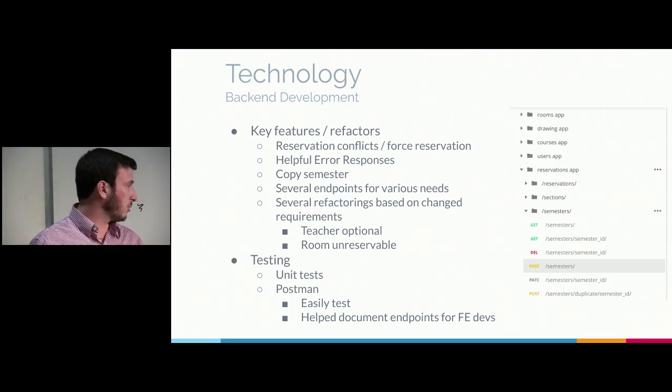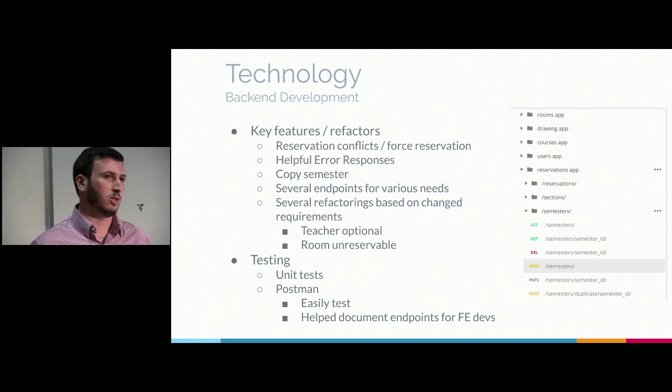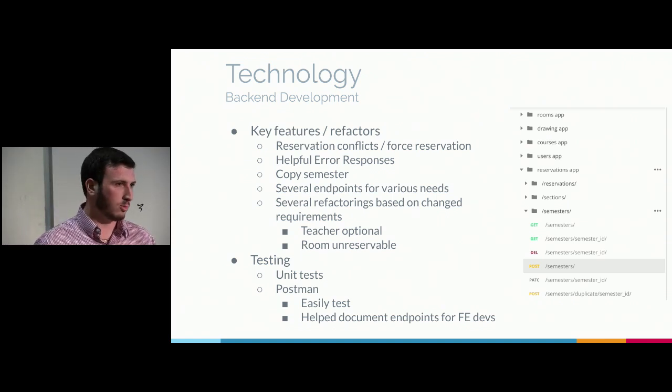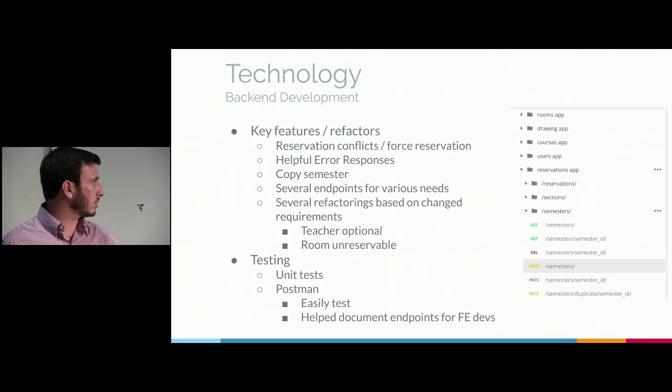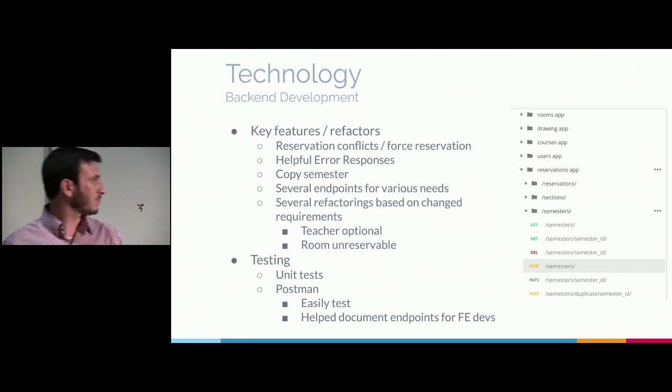Some were mentioned before, but teacher optional was one. When he was creating a class, he realized that he didn't necessarily know the professor that was going to be teaching it. And then room unreservable. Not all the rooms that were on the map were reservable, so we learned that and updated it, so you can't reserve an unreservable room.